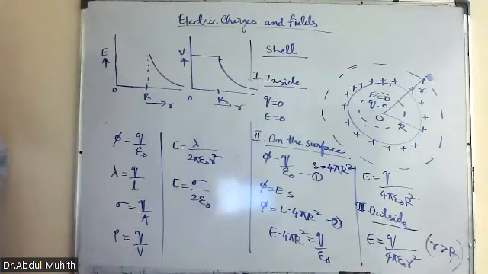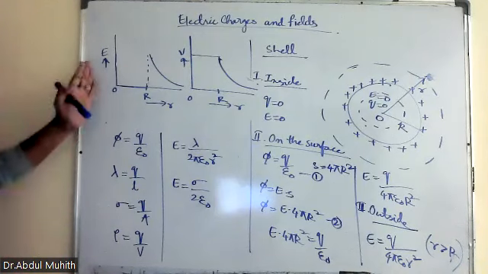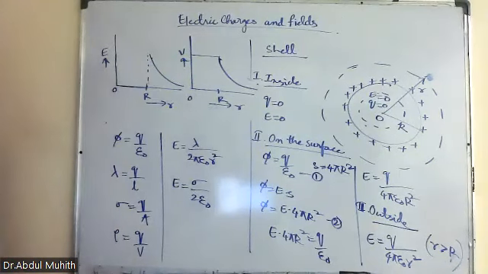So what's the second graph? This is electric field versus distance, and this is for electric potential versus distance.